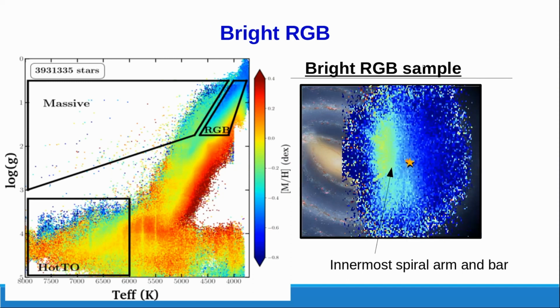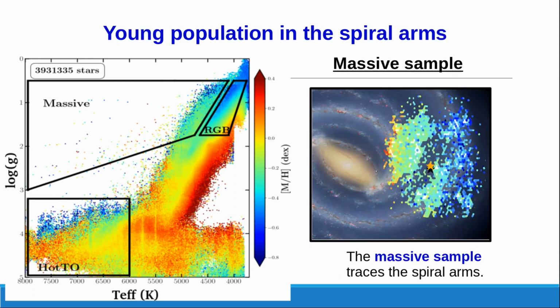For the bright RGB sample, we can observe some azimuthal asymmetries because of the presence of the spiral arms, maybe of the bar. They are more metal poor than the previous one, with an average metallicity of minus 0.4, but we can reach larger distances from the sun. And this sample is concentrated around 3 kiloparsecs from the sun, with spatial inhomogeneities due to the spiral arms.